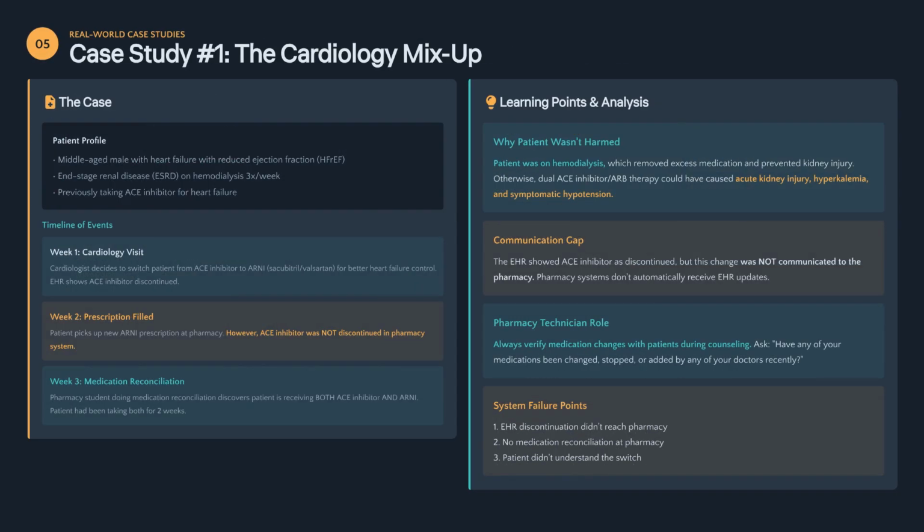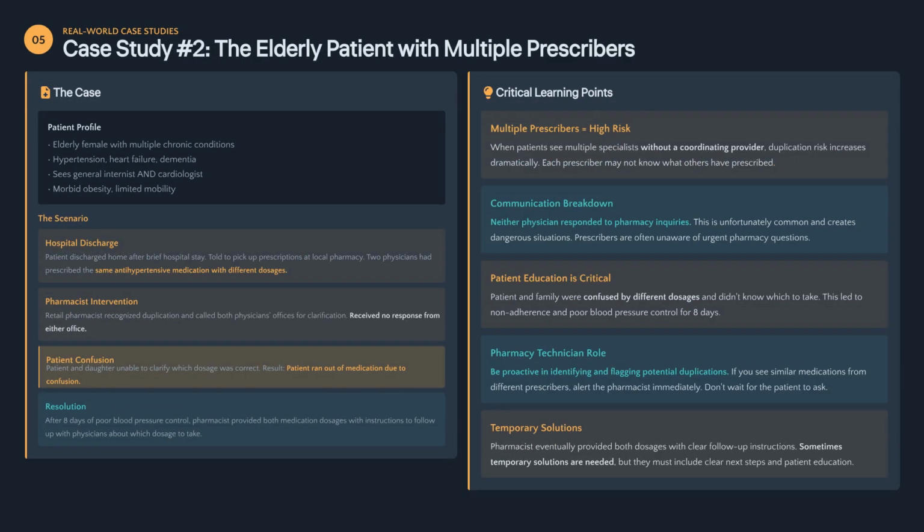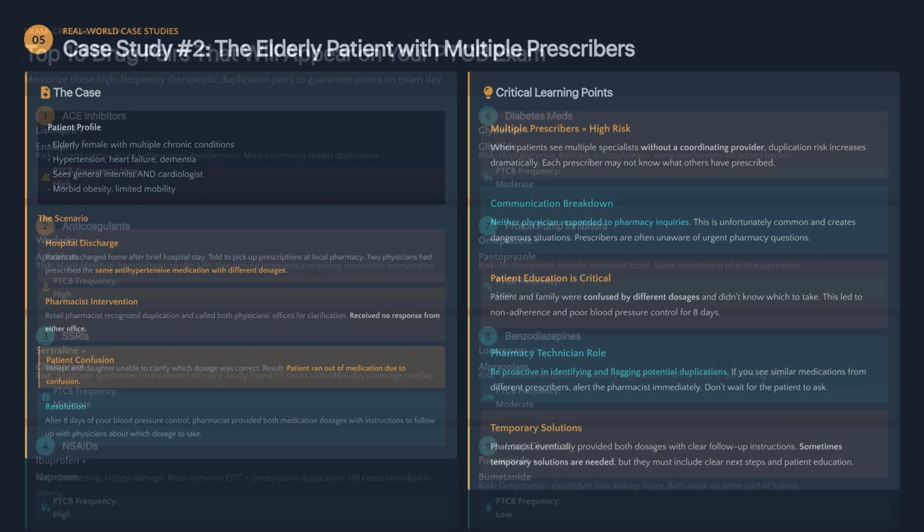In this case study, a patient was incorrectly taking both an ACE inhibitor and an ARNI due to a communication gap between the EHR and the pharmacy. This highlights the importance of patient counseling to verify changes. Case study 2 shows the high risk posed by multiple prescribers. Pharmacy technicians must be proactive in identifying potential duplications, as communication breakdowns are common between prescribers and pharmacies.